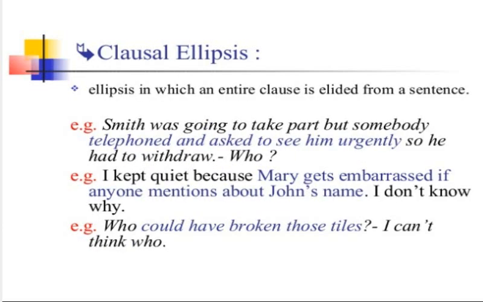Ellipses in which an entire clause is elicited from a sentence. Smith was going to take part, but somebody telephoned and asked to see him urgently too, so he had to withdraw. Who? I kept quiet because Mary gets embarrassed if anyone mentions John's name. I don't know why. Who could have broken those tiles? I can't think who.